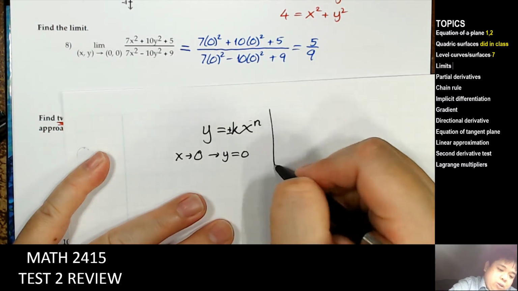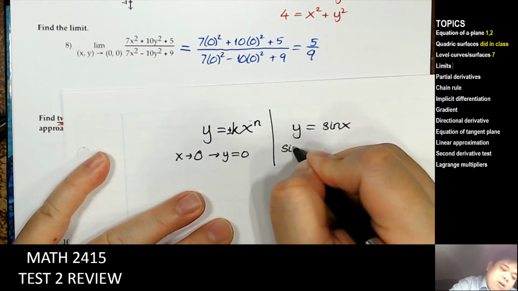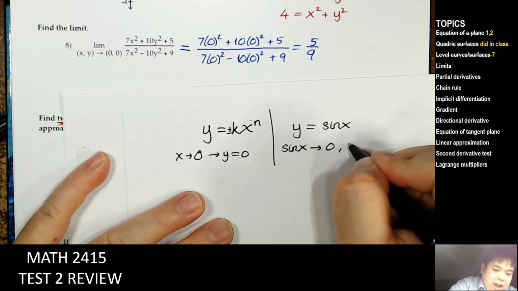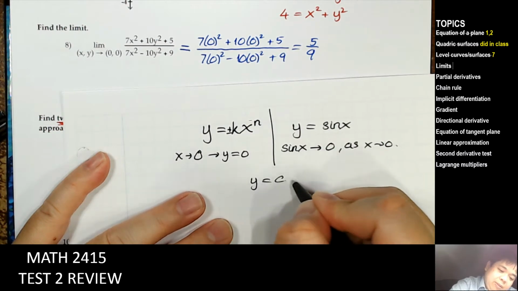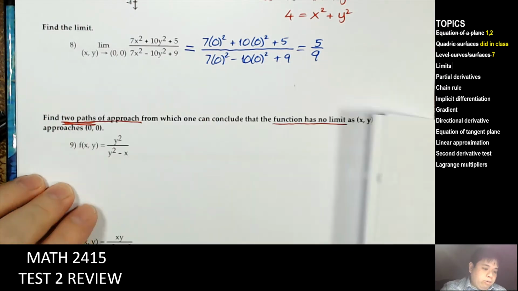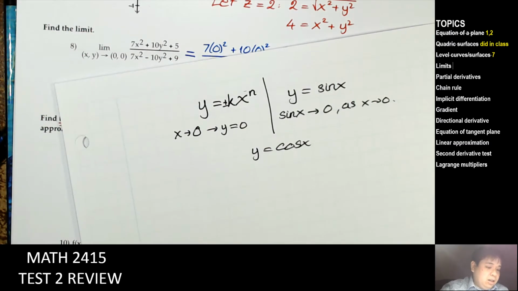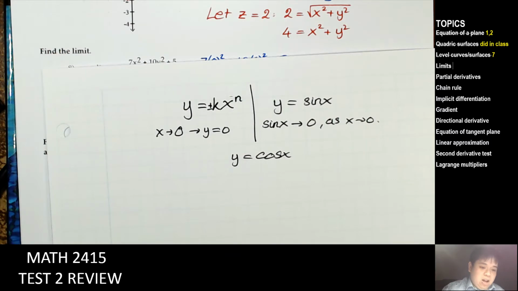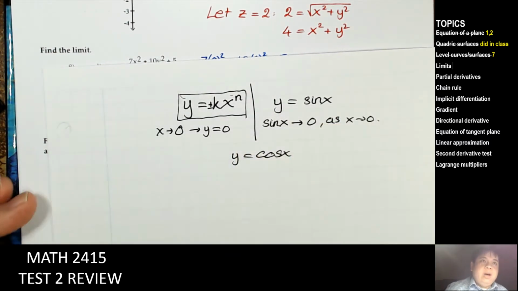We can also choose y equal to sine x, because sine x goes to 0 as x goes to 0. We cannot choose cosine, because when x goes to 0, cosine equals 1. Because both of them approach 0, 0, we cannot just choose anything. We cannot say y equal to cosine of x, because when x goes to 0, y does not. We need to choose some function that when x goes to 0, y will go to 0 as well, and vice versa.